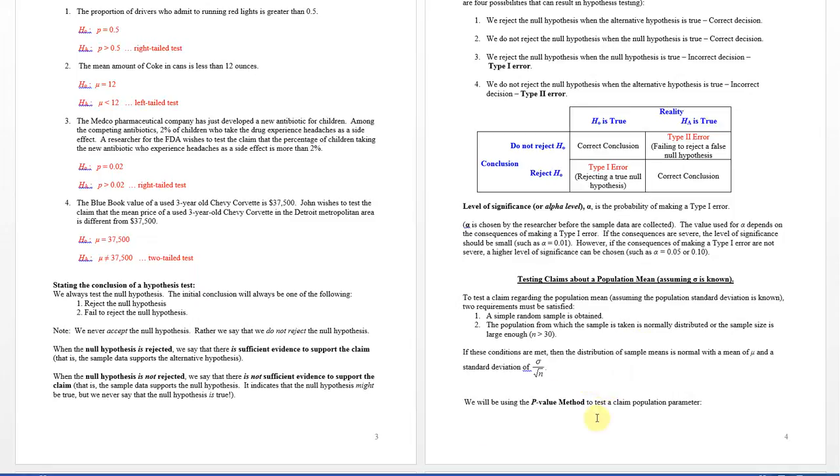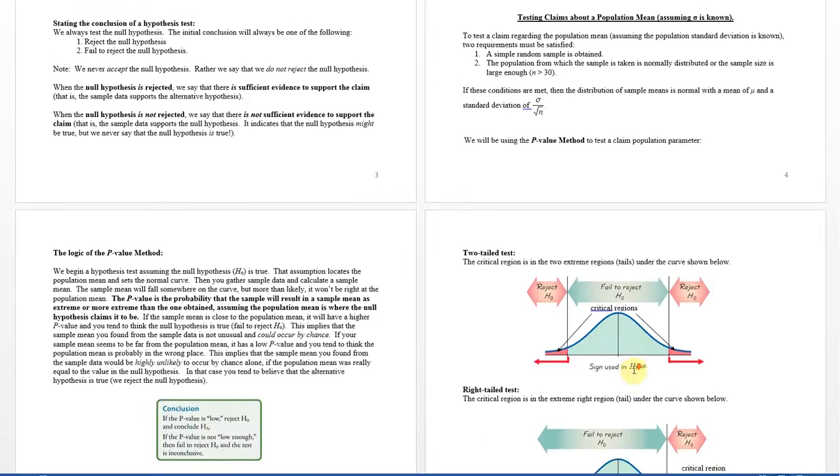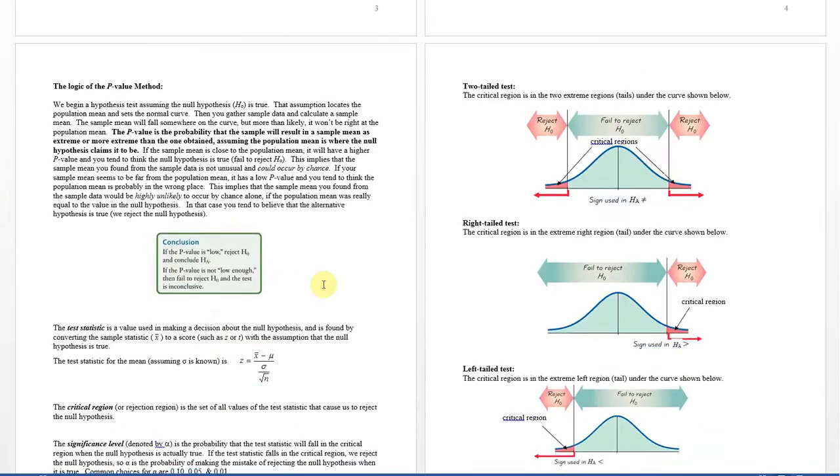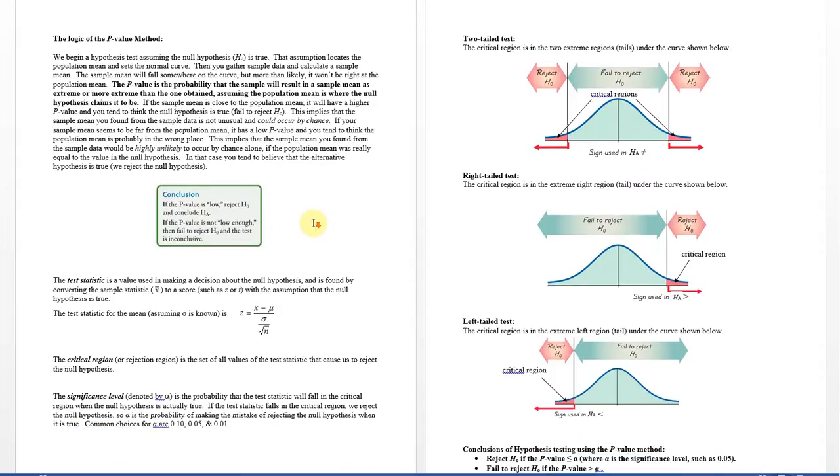We're going to be using what's called the p-value method, where we compare the probability of getting that sample or worse to the level of significance, or alpha. So we're going to test the claim on the population parameter in the following method. We begin by testing the null hypothesis, assuming that it's true.